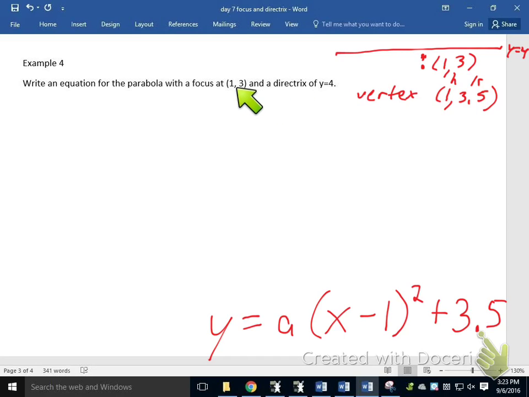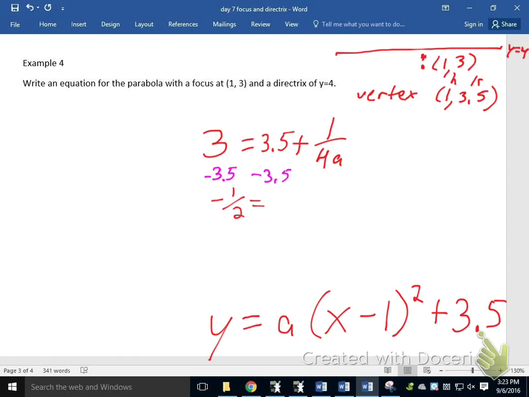If I use my focus, I'm going to take the y value of 3 and set that equal to k plus 1 over 4a. And that's actually what I'm going to do. You'll get the same answer for a either way, and I'm going to go ahead and replace that k with a 3.5, and I'm going to subtract that 3.5 from both sides. So I have negative 0.5, or negative 1/2. It'll be easier to work with a fraction for me since I'm doing this by hand, equals 1 over 4a.